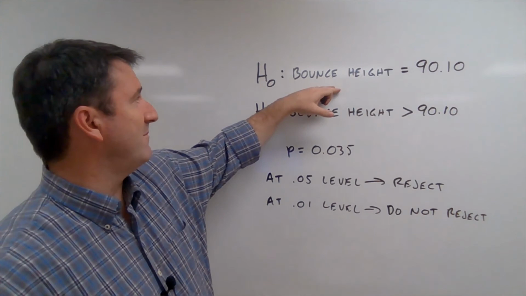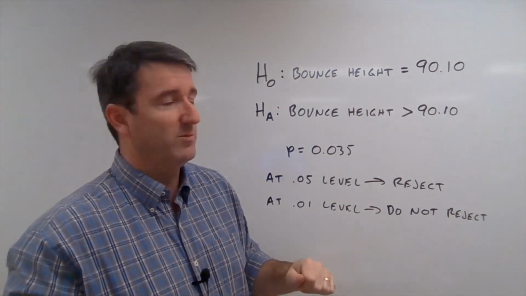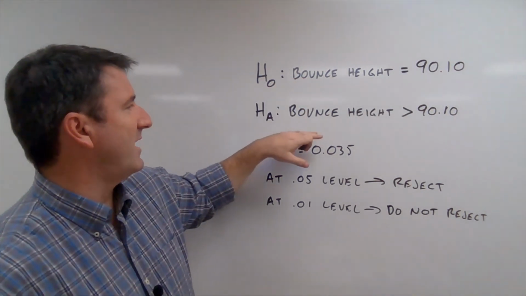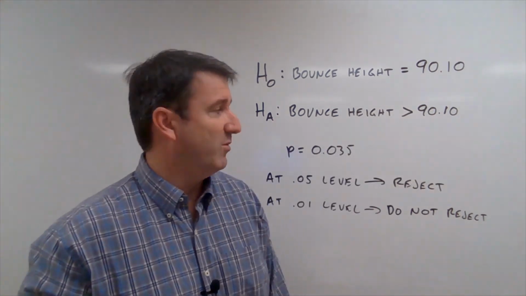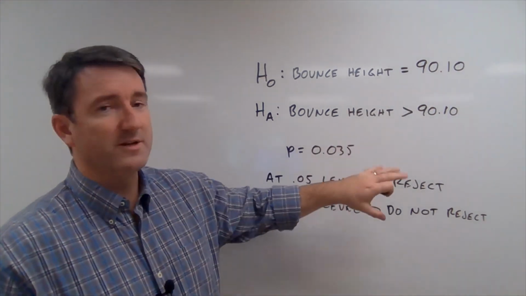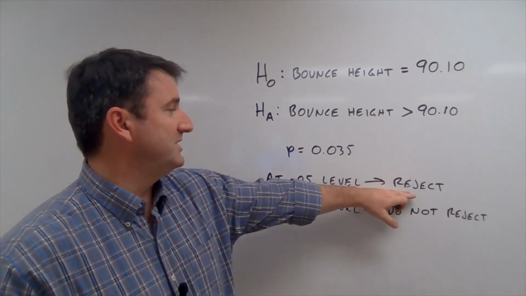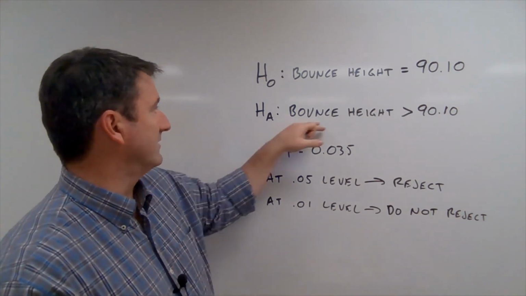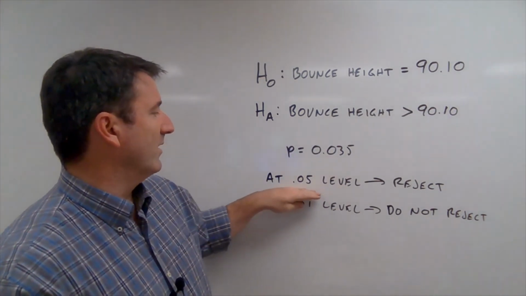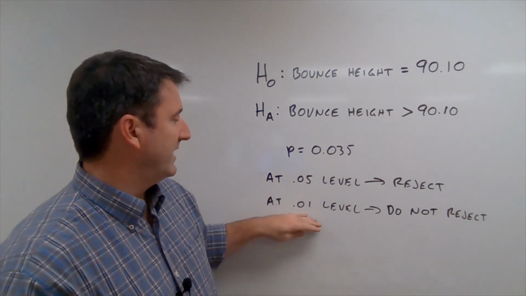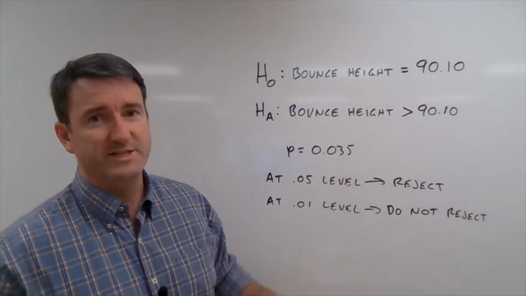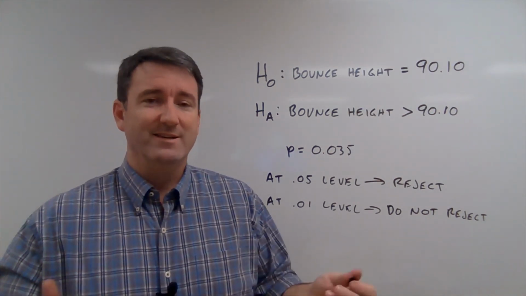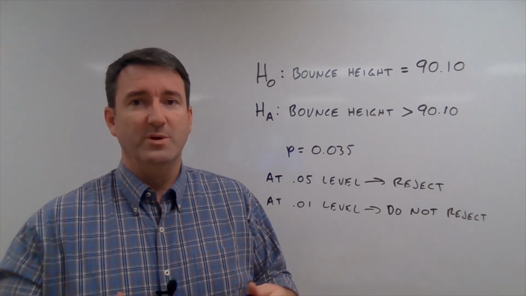So our null hypothesis is that the bounce height is equal to 90.1, and the alternative hypothesis is that the bounce height is greater than 90.1. With the results that we observed, we're going to reject the null hypothesis and accept the alternative hypothesis if we were shooting for a 0.05 level. But at the 0.01 level, we're not going to be able to reject the null hypothesis. And all we can say there is that we just don't have enough evidence to support our claim.